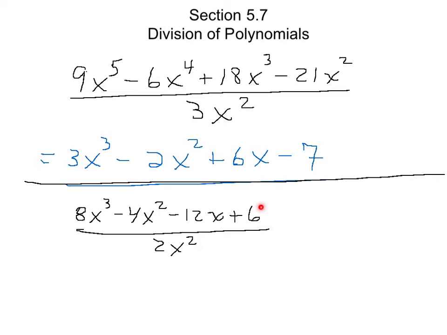Okay, so here again, what we have is a 3rd degree polynomial with 4 terms being divided by a monomial. And so we divide term by term, and what we get is 4x minus 2 minus 6 over x plus 3 over x squared.